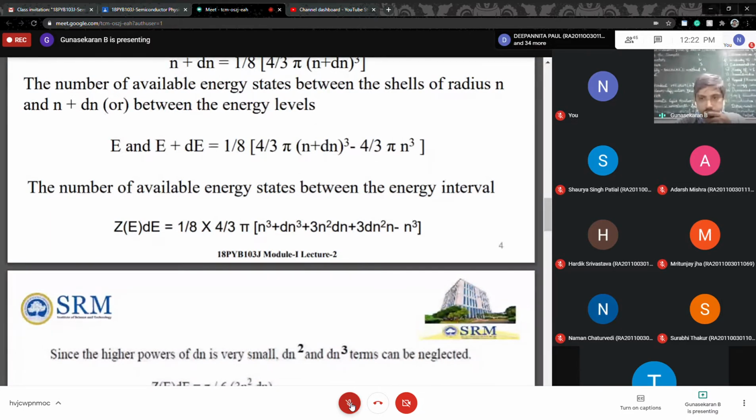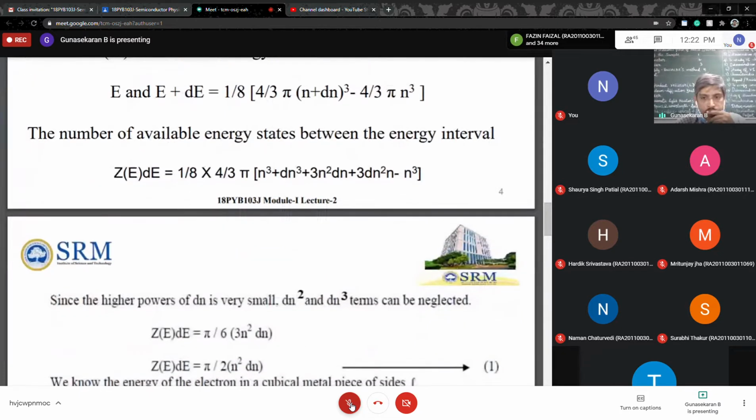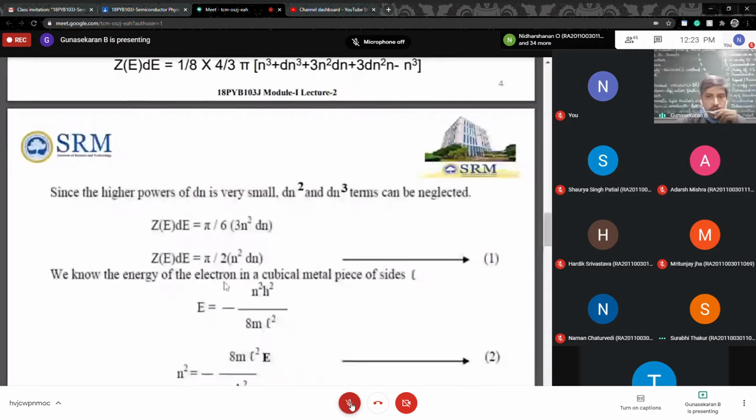Now only the 3n square dn term remains. So I write Z of E dE equals 1 by 8 into 4 by 3, that is 1 divided by 8 times 4 by 3. The 4 and 8 cancel, 2 times, so we get pi by 6 times 3n square dn. Is it correct? Yes, sir.